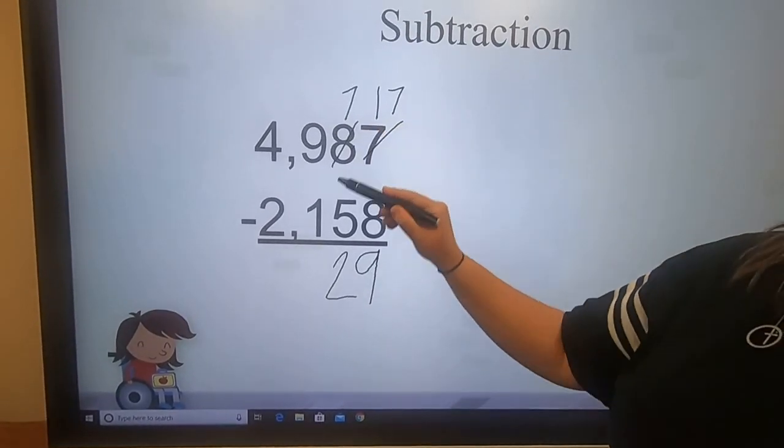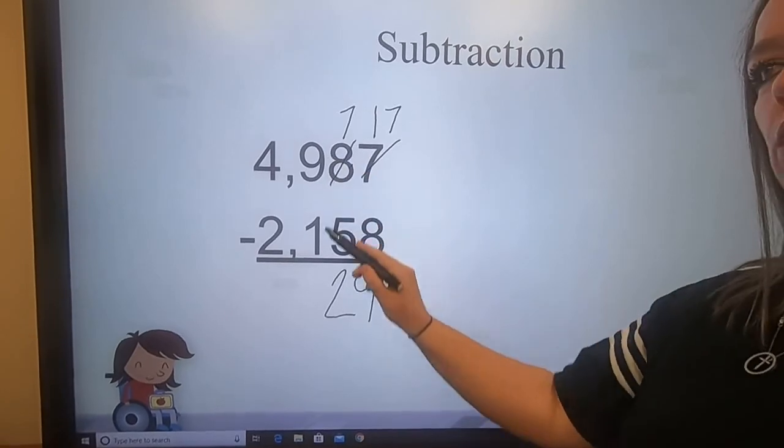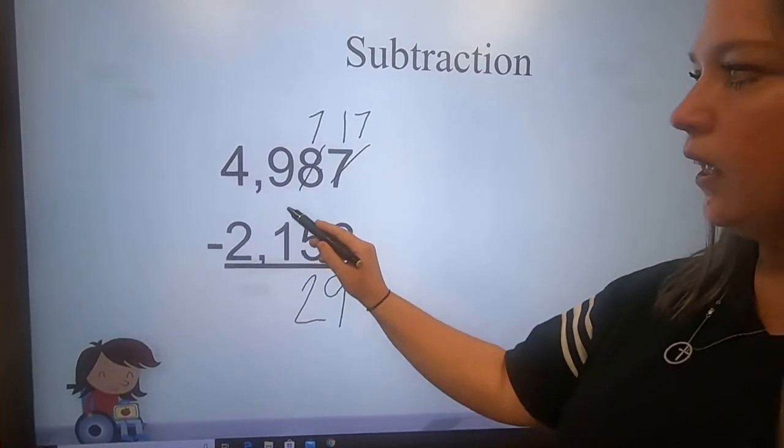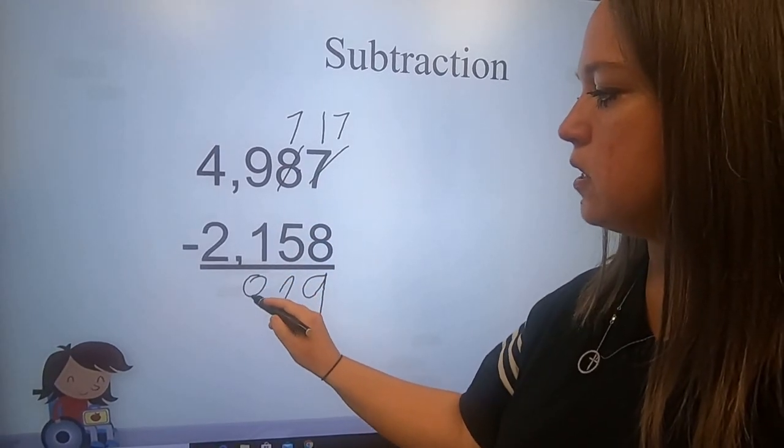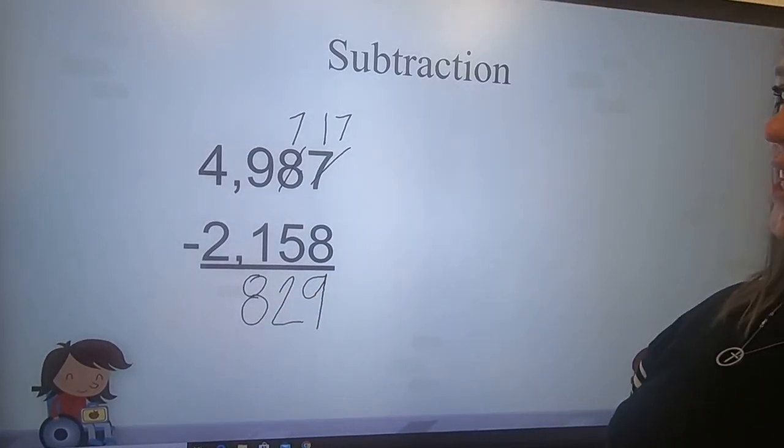So now I have 9 hundreds minus 100. Do I need to regroup? No, Miss Wilson, you don't need to regroup because your 9 is bigger than your 1. Very good. So 9 minus 1 equals? Yes, 8, boys and girls, 8.